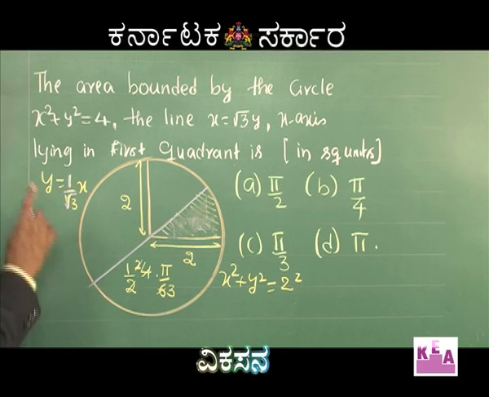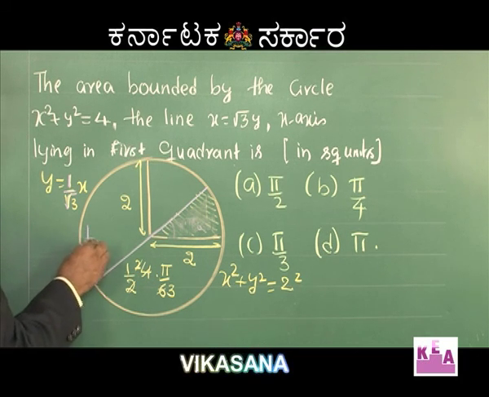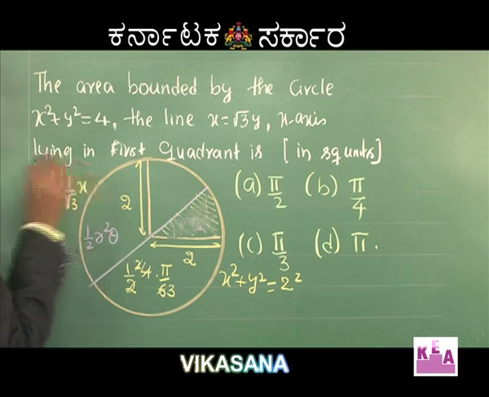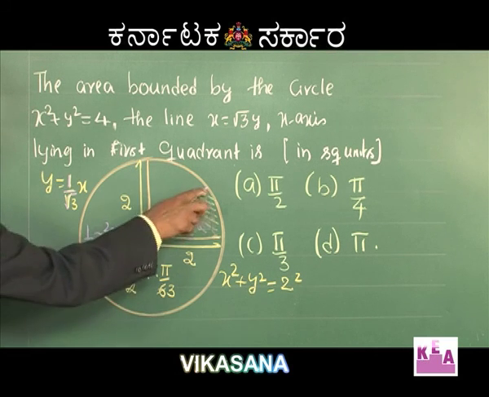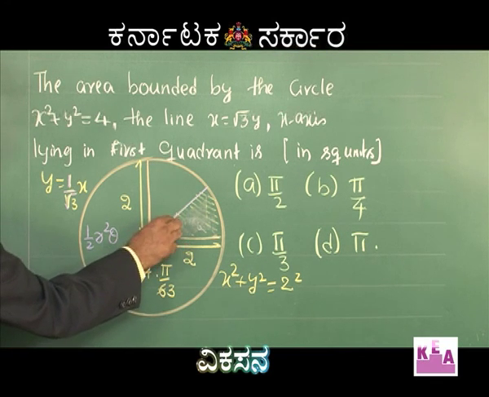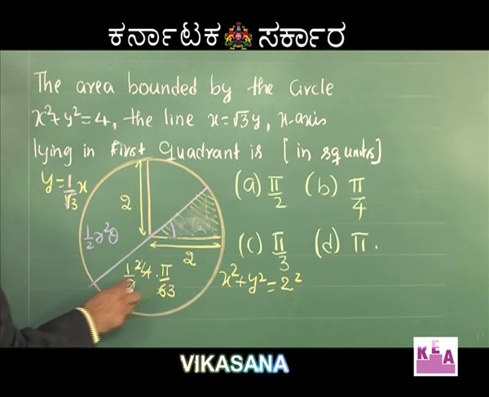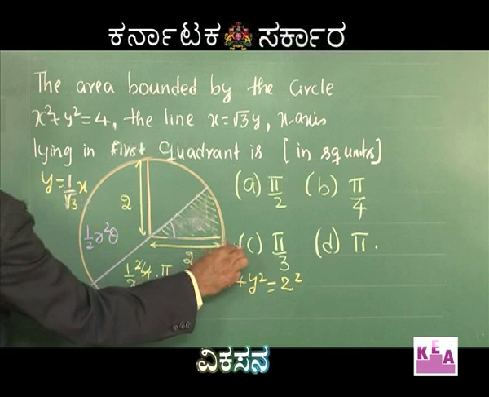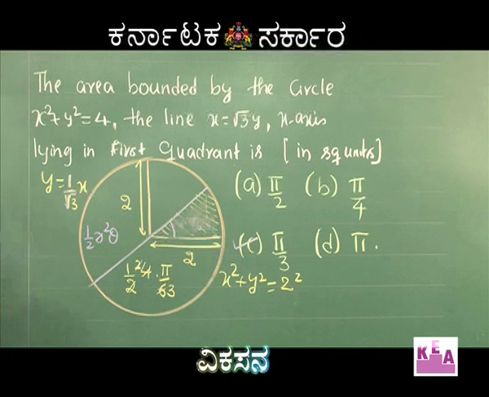Got it, dear students? The formula what we have used is half r square theta. This particular area is given by half r square theta. That you should have studied, area of the arc. This theta is pi by 6. 1 by 2 into 4 into pi by 6 will give us pi by 3. If you know this formula, well and good. Okay, option C is correct.